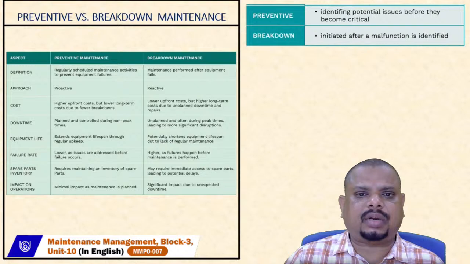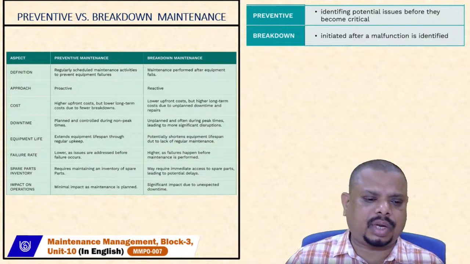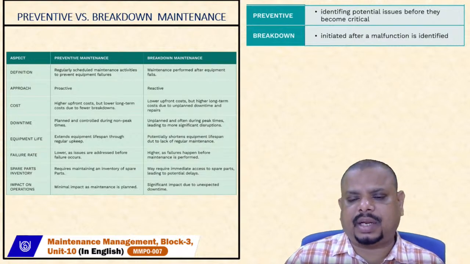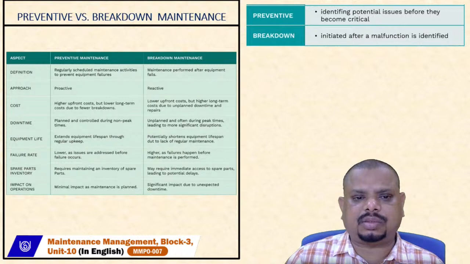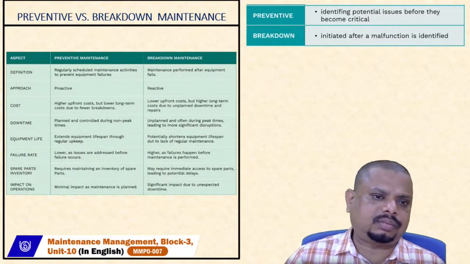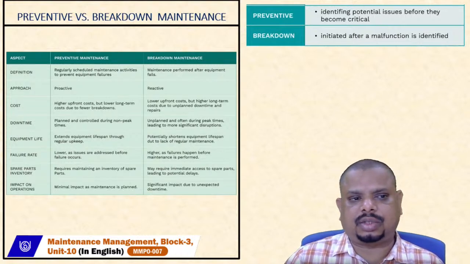Then the last aspect we have is known as impact on the operations. Minimal impact, as the maintenance is properly planned. But in case of breakdown maintenance, significant impact due to the unexpected downtimes. So these are the most important aspects of preventive maintenance versus breakdown maintenance.